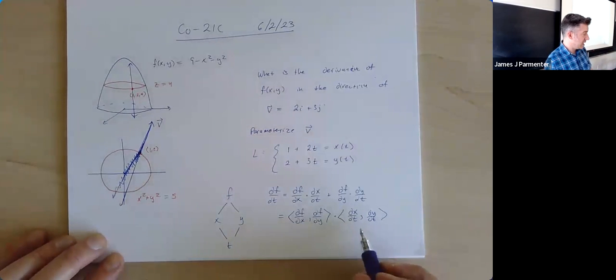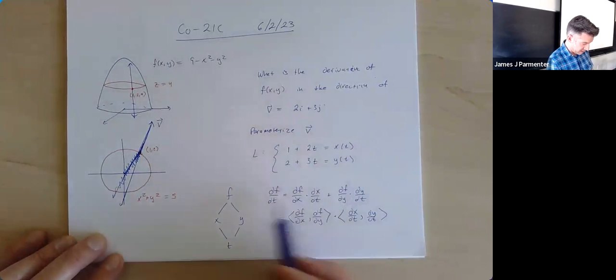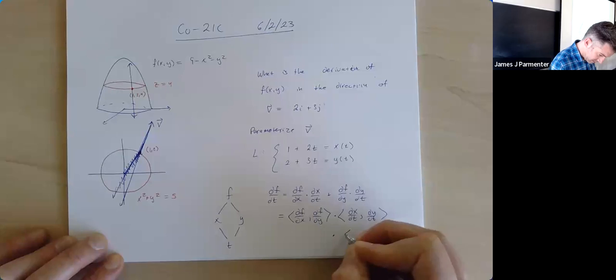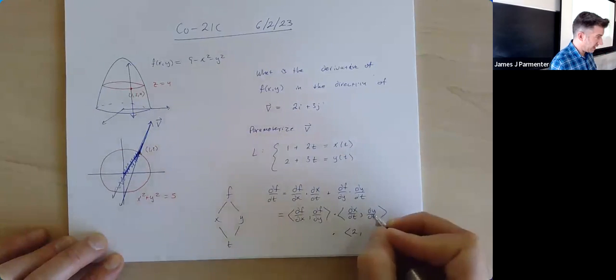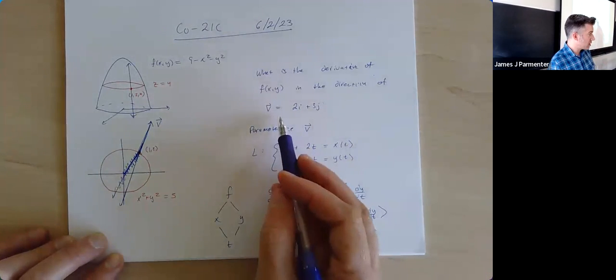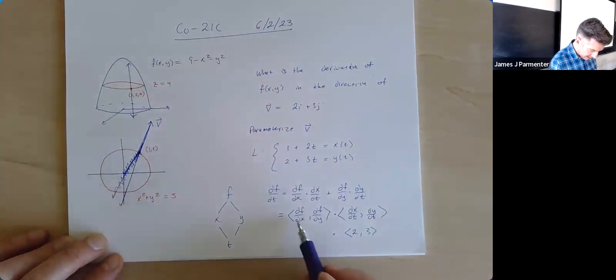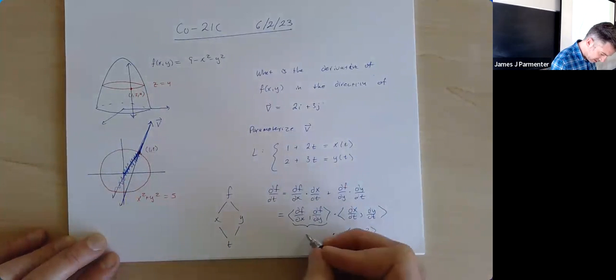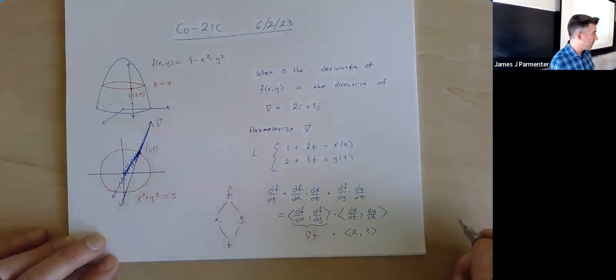But dx/dt, dy/dt is just the vector v, right? dx/dt is 2, dy/dt is 3. And that's exactly the direction that we're taking this derivative in. And ∂f/∂x, ∂f/∂y, this is the thing that is called the gradient of f.